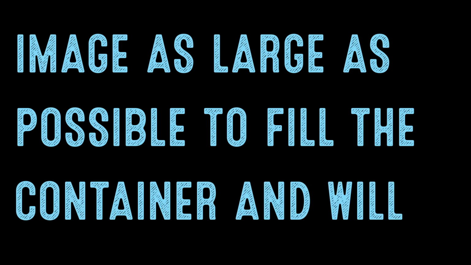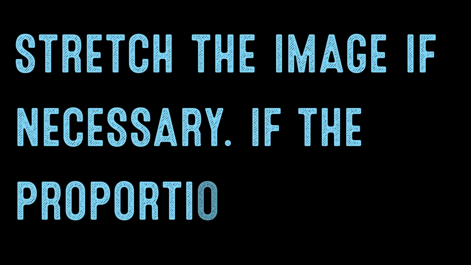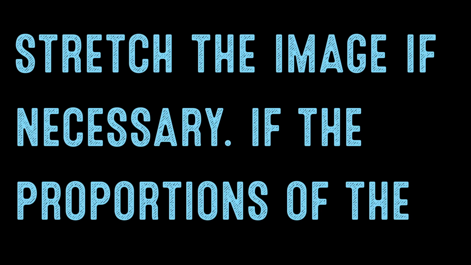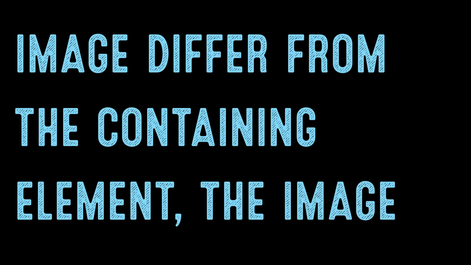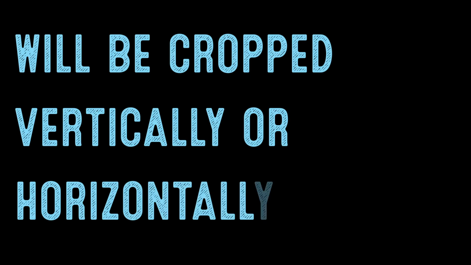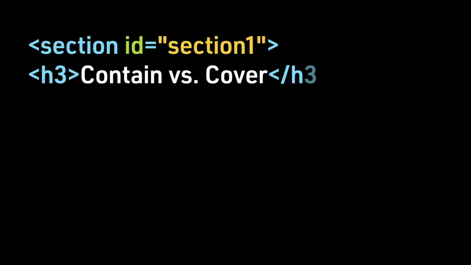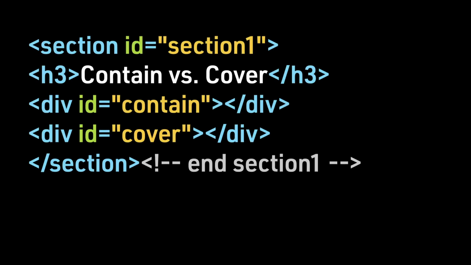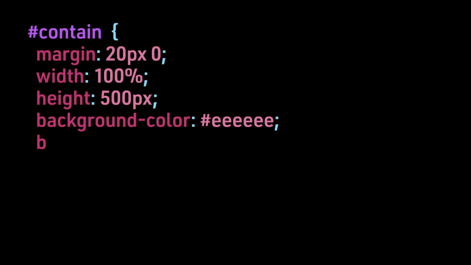Cover will scale the image as large as possible to fill the container and will stretch the image if necessary. If the proportions of the image differ from the containing element, the image will be cropped vertically or horizontally to prevent any empty space. Here is the HTML of our demo file. We are using class attributes so that we can target individual divs with our CSS.